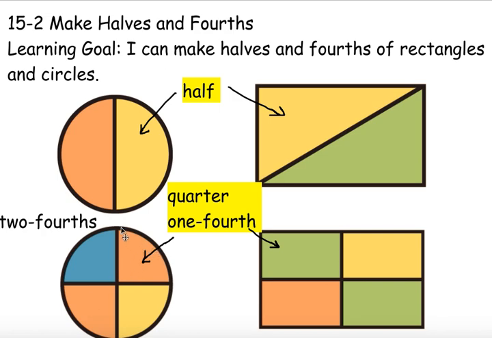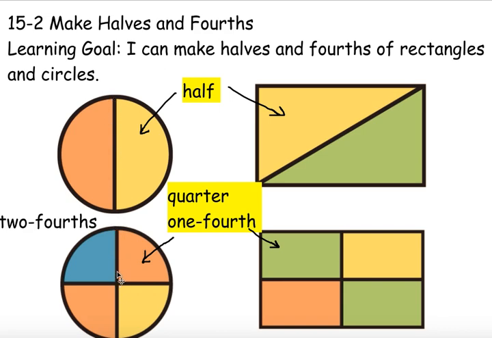Okay, so I can say 2/4 of the circle are orange. So same thing here, 2/4 of the rectangle are green. If you notice very carefully, if you observe it very carefully, that if I put the two parts together, does that look like half of the circle?